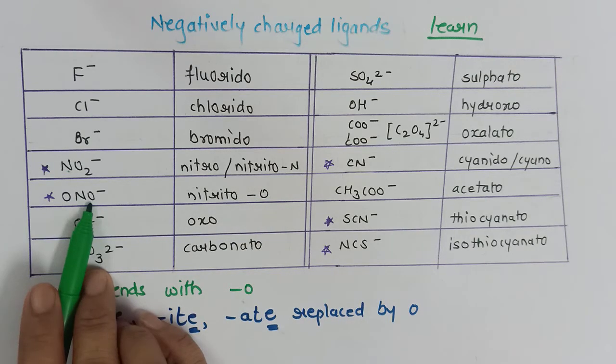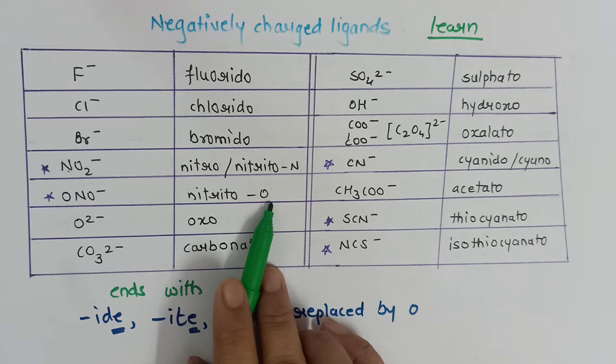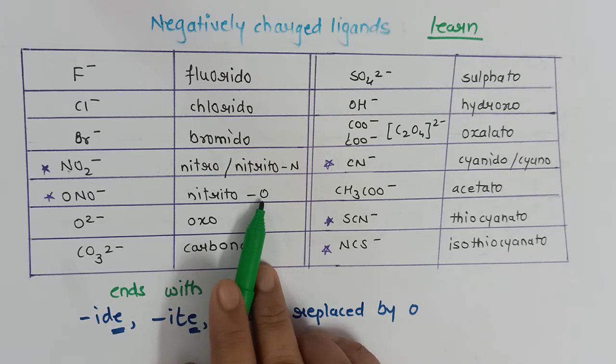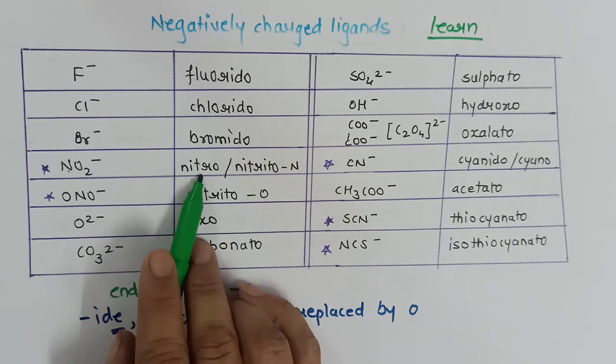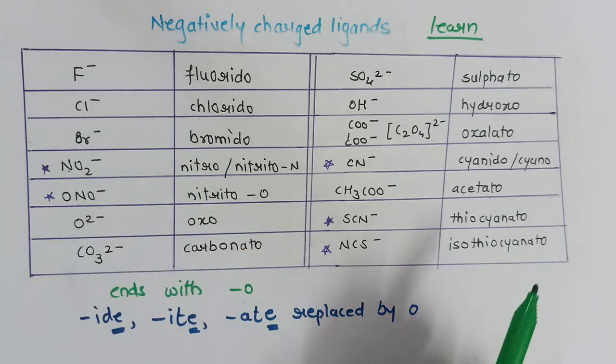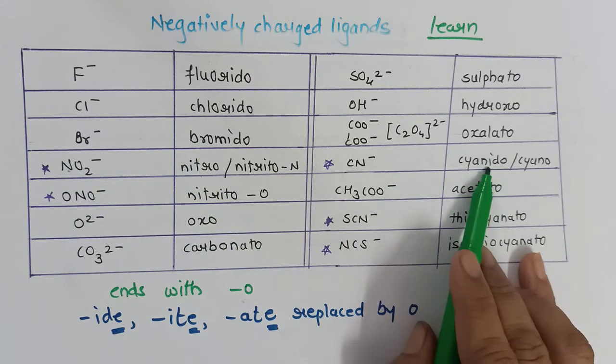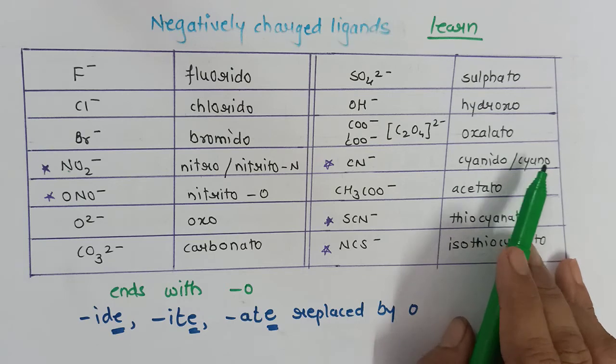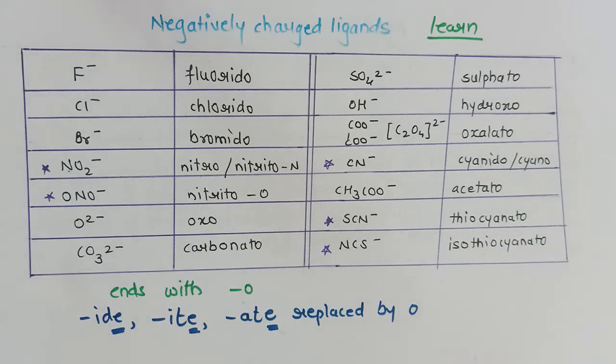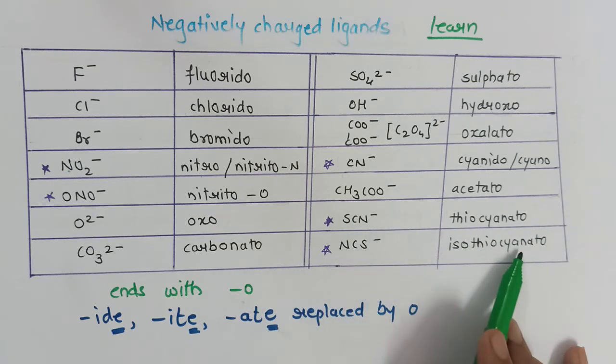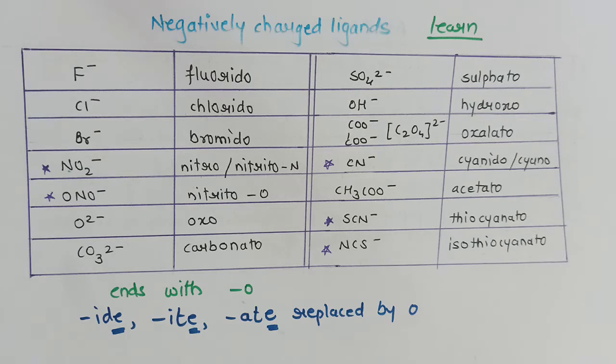If it is ONO minus, then we will write nitrito-O, indicating the coordinate bond is through O. Nitro is also allowed in this case. Like cyanide, we'll name it as cyanido or cyano. If it is NC, we will label it as isocyanido. Similarly, thiocyanato, isothiocyanato. So you have to be careful in naming ambidentate ligands. You have to consider the atom with which it is coordinately bonded with the central metal atom.